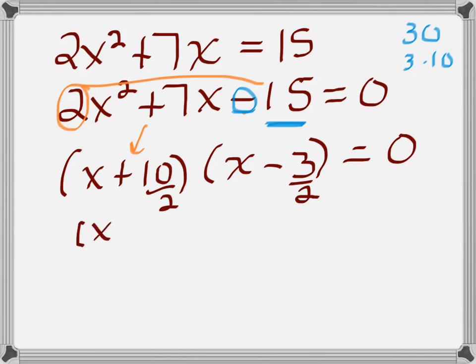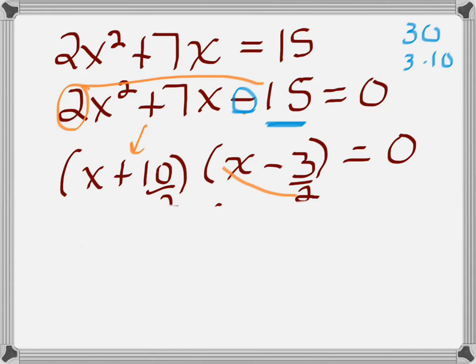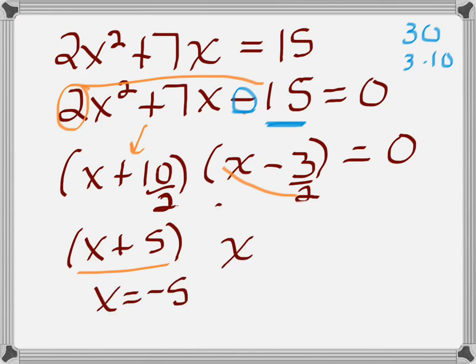We simplify and get x plus 5. And then we would normally bottoms up and get 2x minus 3 equals 0. But we really don't have to do that because we will simplify, and then the second term is already in the form that we want. So we have x plus 5, which would give us x is equal to negative 5. And in the second term, we would just simply have x is equal to positive 3/2.